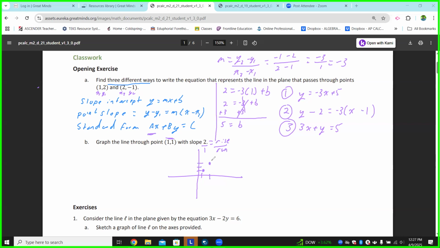Once you have 2 points, can that physically make a line? Yes, it only takes 2 points to do so. There you go. So this one did not ask me to write it out. It just asked me to graph it. Any questions on old school algebra 1 there?